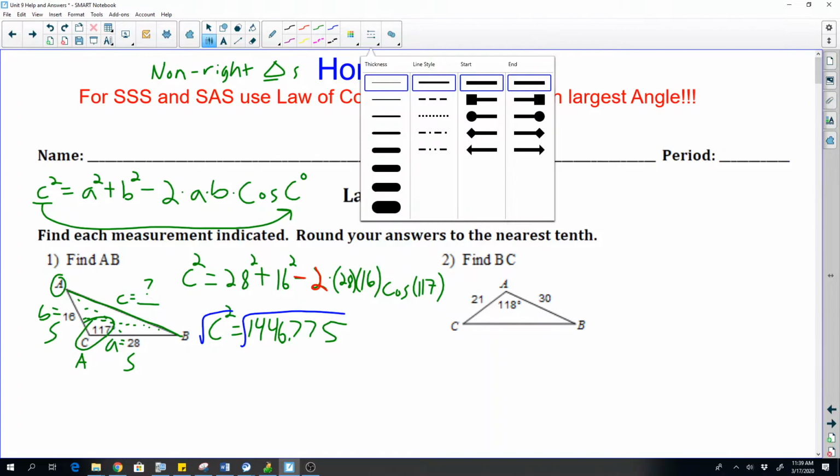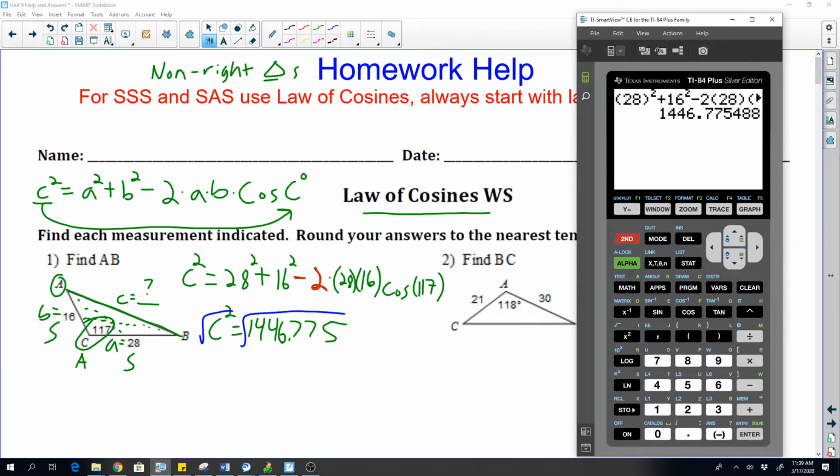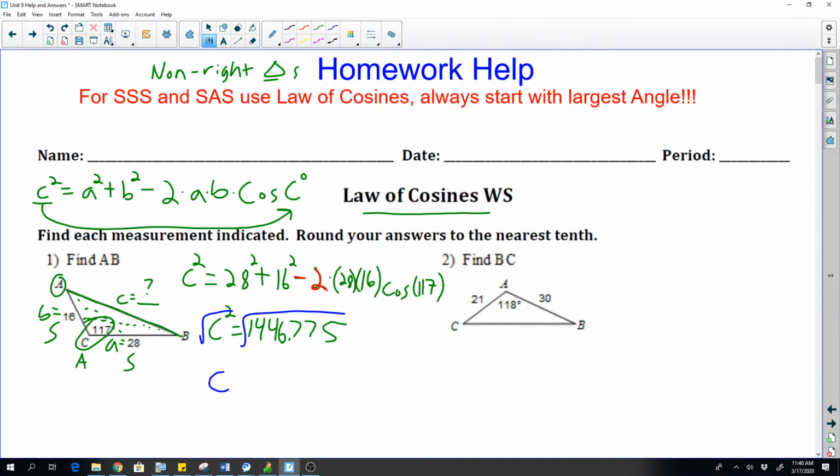Cool. So then we'll go back to our calculator, and we'll go second square root of 1446.775. And you can put the whole thing in if you want to be really exact. And then we get our answer for little c, which is 38.03. So we don't have measurements, inches, meters, feet. That's strange. Sorry about that, but we'll just do 38 then. So c equals 38 inches or meters. So 38 is our answer.